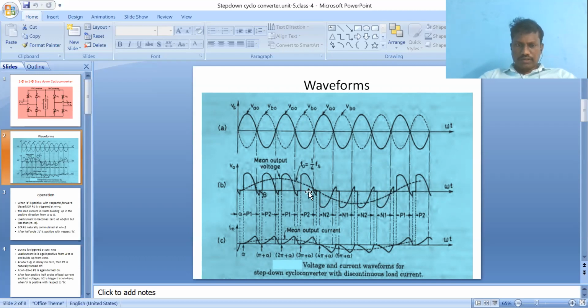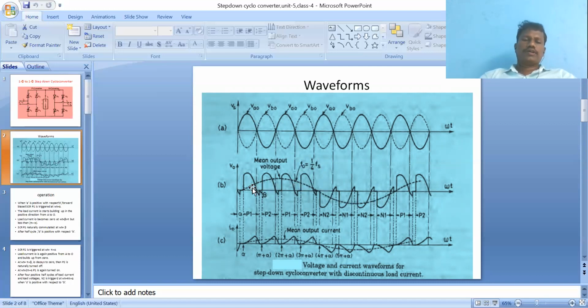For the completion of one cycle of output, we are getting 4 positive half cycles, and for the completion of one negative cycle, we are getting 4 negative half cycles, 1, 2, 3, 4. That is why F naught is 1 by T naught, the time period for the completion of one cycle. F naught is equal to 1 by 4 into Fs, where Fs is called the supply frequency. That is why it is called a step down cycloconverter.